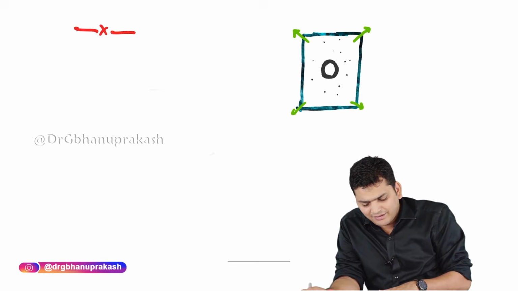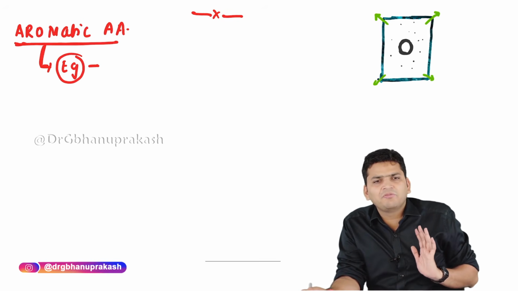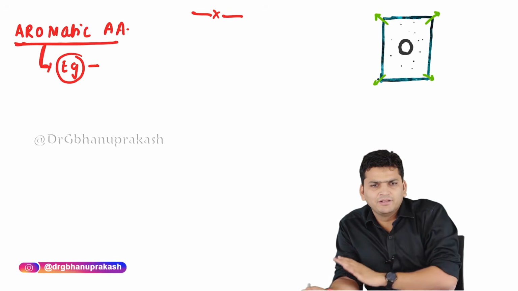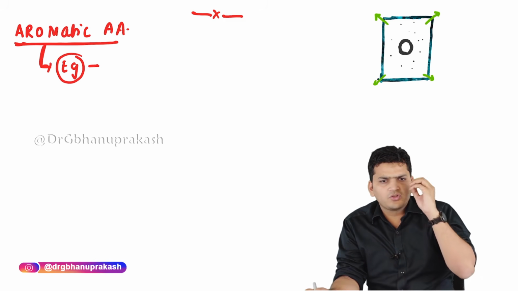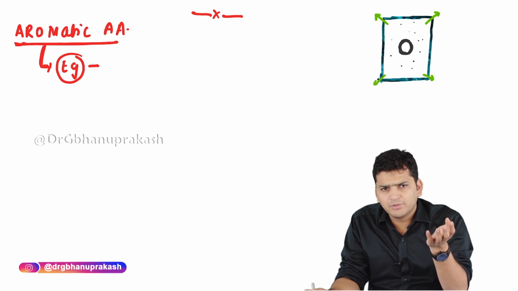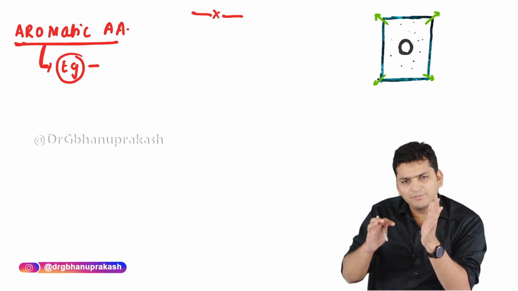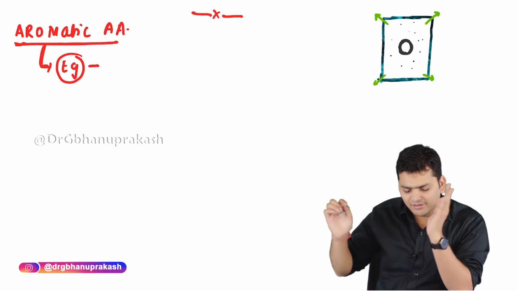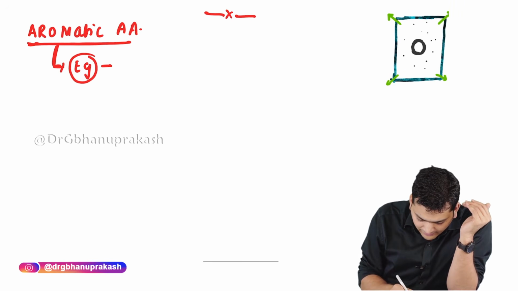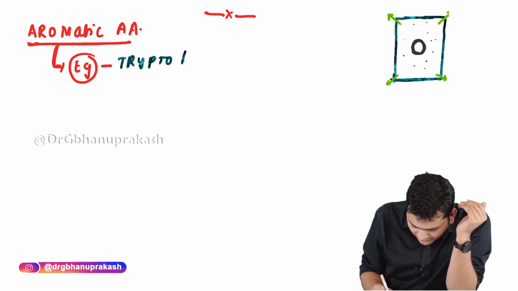So the point is that wherever we have smell, what you have to do? You have to turn on the fan. Wherever there is smell, you have the fan. So the aromatic amino acids are those amino acids which contain fan in their name. This is just a way to remember. The examples are tryptophan. You can see fan in the name.